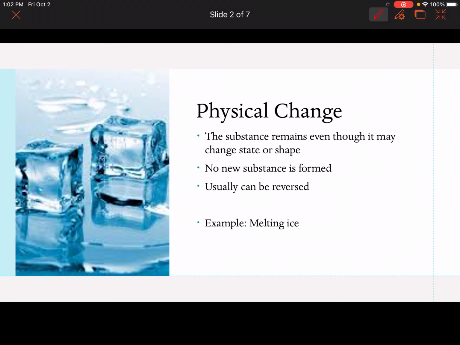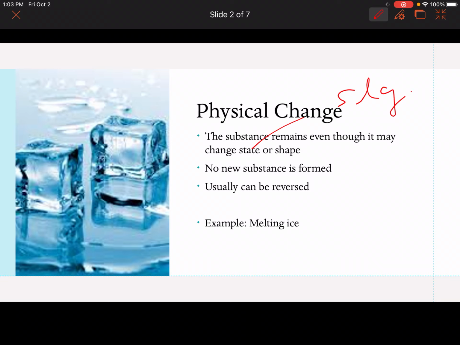Okay, first we're going to start with physical changes. So when a substance changes in a physical way, the original substance is going to remain even though it may change state or shape. And remember, state is going to be our solid, liquid, gas, right? Or shape could be just a change in any shape. No new substance is formed, and normally it can be reversed.